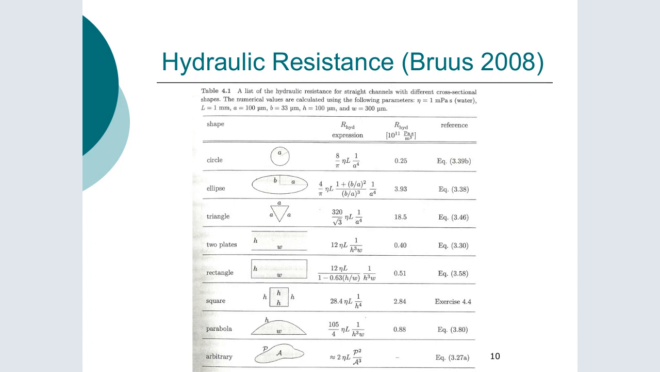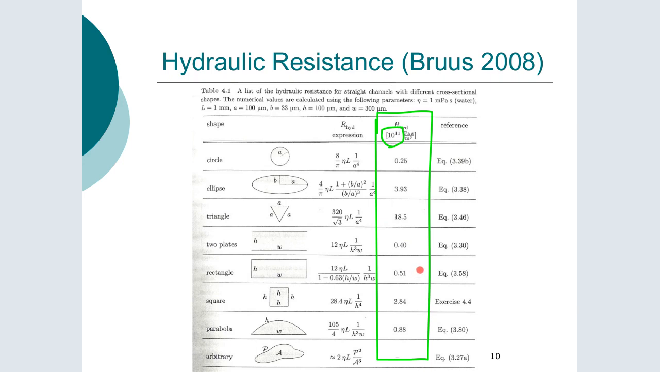In Bruce's book, he does a very nice thing where he takes an example and calculates some values. And again, that's important for engineers because we like numbers. We like to see how big things are and look at things in relation to each other. And the first point is that, okay, it's 10 to the 11 here. So these are big numbers. So resistances are high in microfluidic systems.